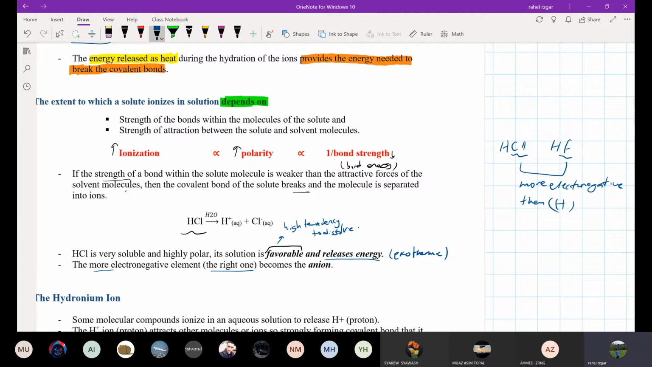And when the more electronegative element undergoes ionization in a compound, it becomes the anion. It becomes the negative one. So, for example, HCl. When it undergoes ionization, the Cl, which is more electronegative, which is, well, how do you know it's more electronegative? It's written on the right. It becomes the negative, the anion.